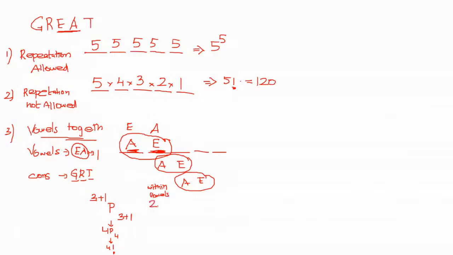So 2P2. Two alphabets and two places are there. So in that case, 2P2, which is two factorial arrangements possible. So overall, if you are planning like this, it is 4 factorial into 2 factorial. So it is going to be 24 into 2. So you will get 48 such possible words, such that vowels are together.